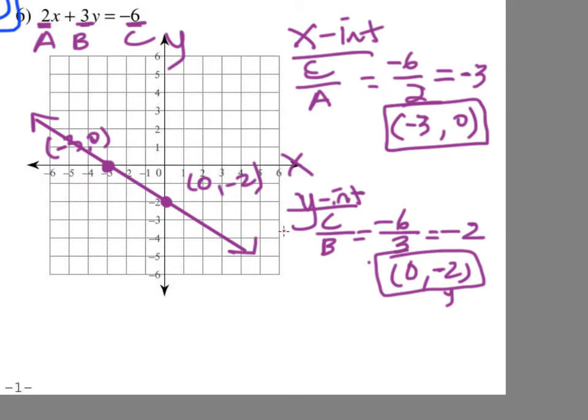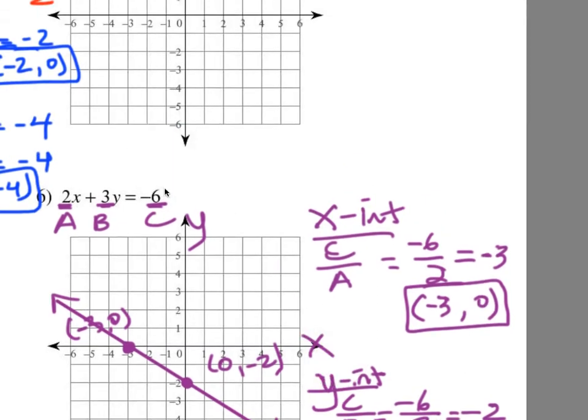There we go. So you can use either one of those methods. You can plug in 0 for x and 0 for y, or you can do the shortcut. Remember, the shortcut is C over A gives you the x-intercept, C over B gives you the y-intercept. Why don't we review one more thing here before I let you guys work.